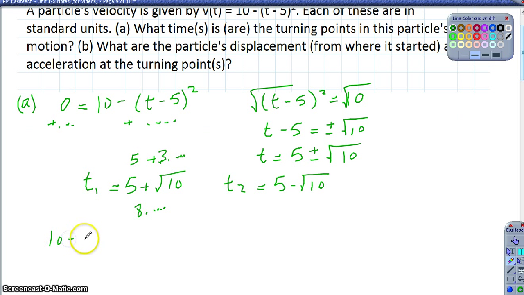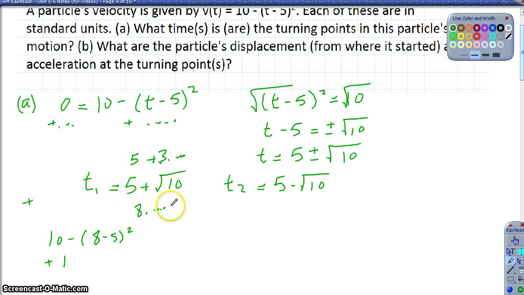So I would do 10 minus (8 minus 5) squared, since 8 is a little bit less than this number. Obviously 8 minus 5 would be 3, that squared would be 9, so 10 minus 9 would give me 1, which most importantly is a positive 1. So I know that the velocity just before this time was positive. So again, before that time of t1, it was positive.